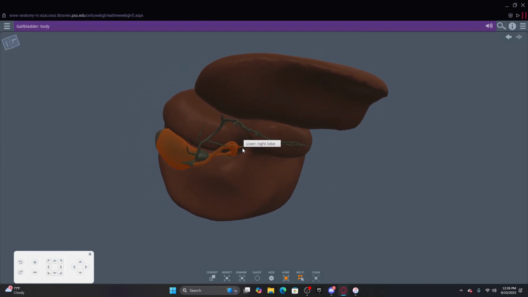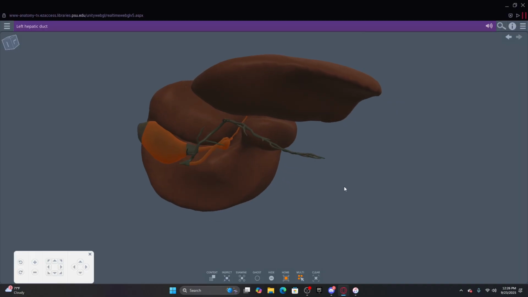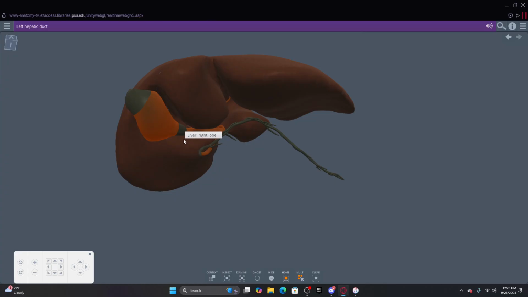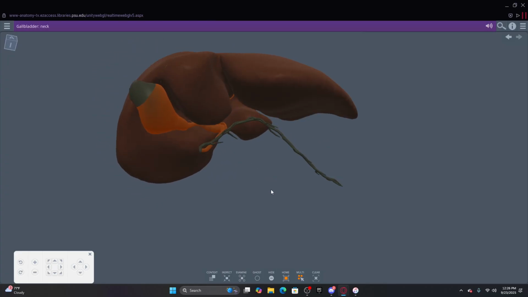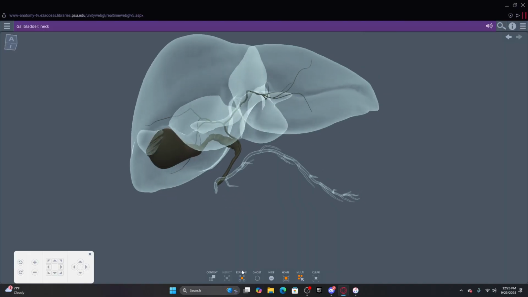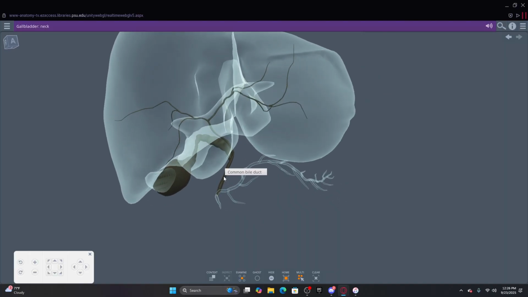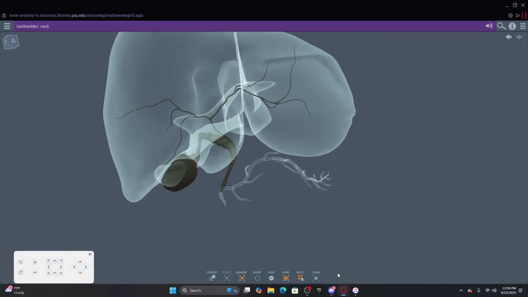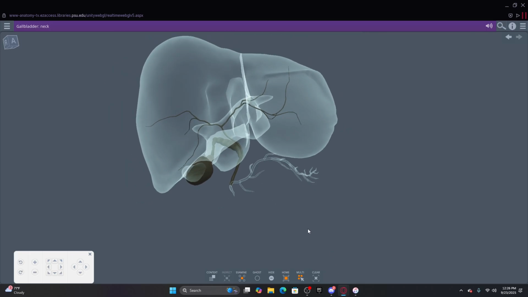It splits into some type of structure as we move down, to that artery, vein, duct, nerve, etc. Now if I inspect and examine as well, we see the common bile duct splitting into the cystic duct, and then that splits into the common hepatic duct. Makes sense.